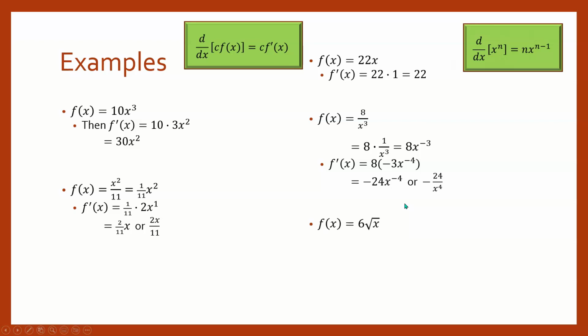And what about if f of x is 6 times the square root of x? We've already seen how to find the derivative of the square root of x. We can think of it as x to the 1/2 power and use the power rule on it. So the derivative of 6 times x to the 1/2 should be 6 times 1/2 x to the negative 1/2. And since 6 times 1/2 is 3, I can write this as 3 times x to the negative 1/2, or as 3 over x to the 1/2, or as 3 over the square root of x, all equivalent.